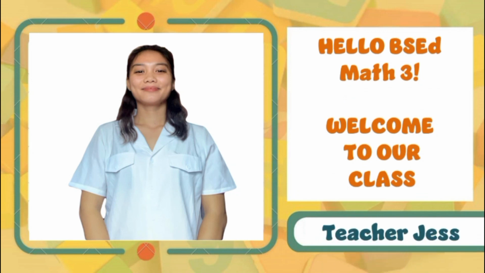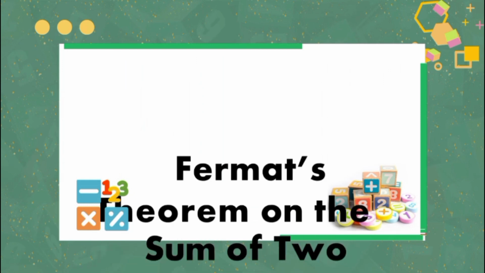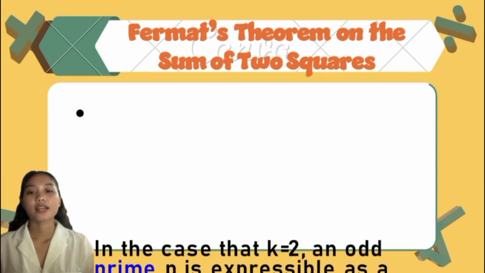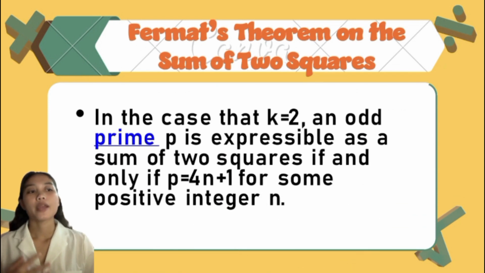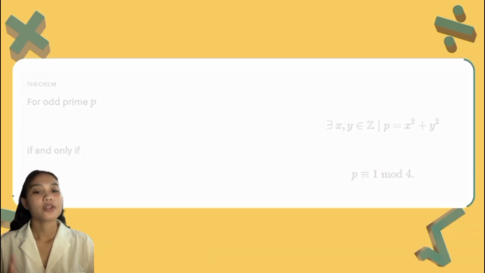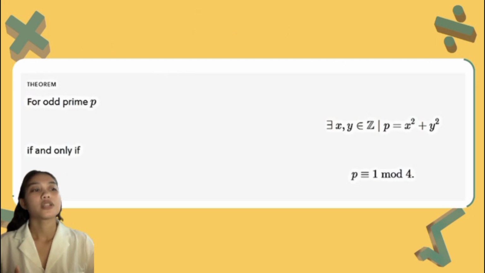We're going to discuss Fermat's theorem on the sum of two squares. In the case that k is equal to 2, an odd prime p is expressible as a sum of two squares if and only if p is equal to 4n plus 1 for some positive integer n. So for an odd prime p, there exist x and y, elements of the integers, such that p is equal to x squared plus y squared if and only if p is congruent to 1 modulo 4.